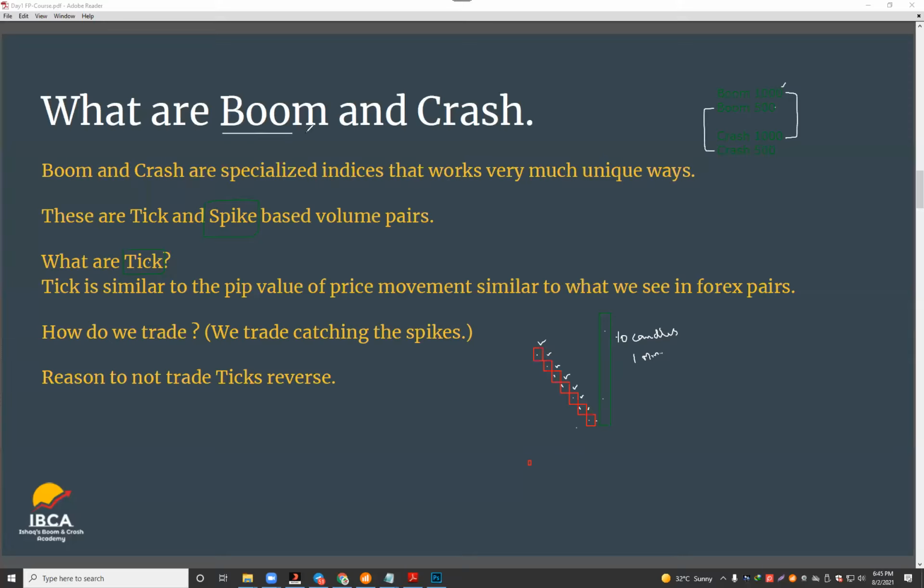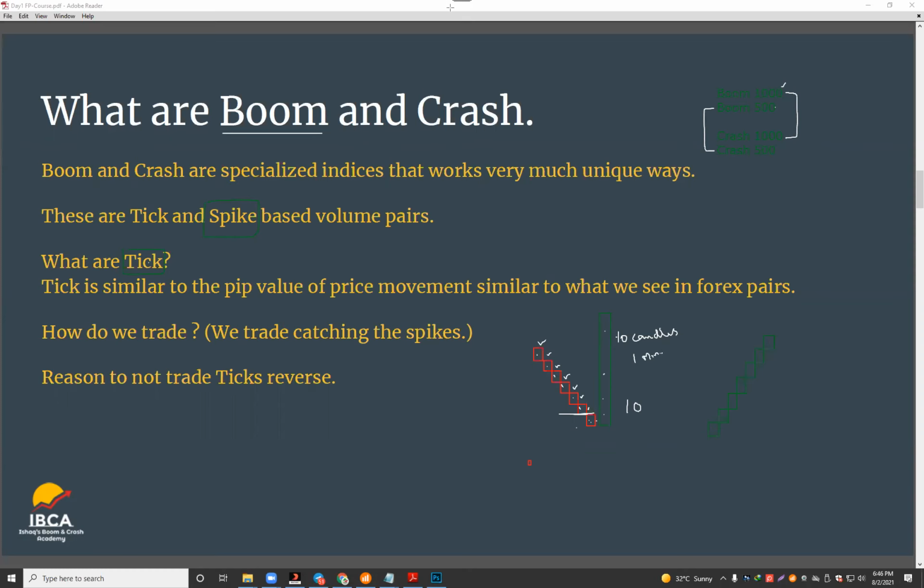So on Boom, we will buy these spikes. We will figure out where the spike will happen and find out in these candles if our analysis is right. If we enter here and wait, when the next spike happens in this market, we get a profit of how many minutes? 10 minutes within the 1 minute spike. The same structure of spike and tick you will find in Crash, where the price moves up 1 minute at a time in this direction in the Crash pairs.